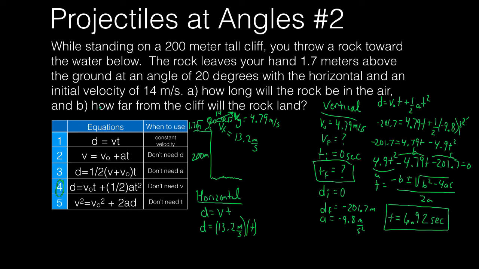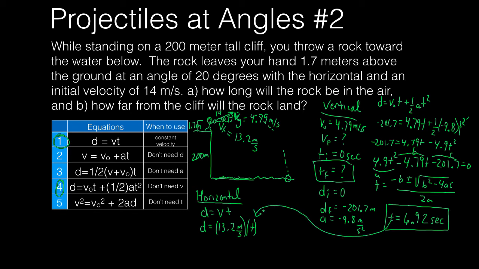And then we've still got to answer B, which says, how far from the cliff will the rock land? This is a horizontal displacement, so we know that the rock's going to start falling because of gravity and land somewhere over here in the water. And so we really want to find out what that horizontal displacement is. We can solve for horizontal displacement using equation number 1. So we'll plug the time value into equation number 1. We already knew the horizontal velocity was 13.2. We solved for that earlier. And now we just have to plug this time in right here.